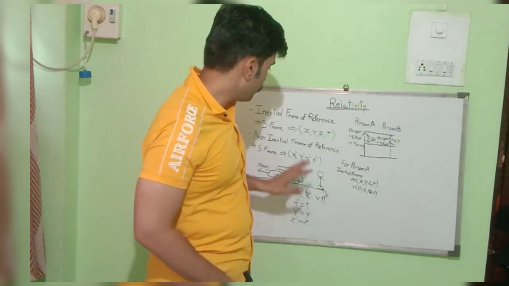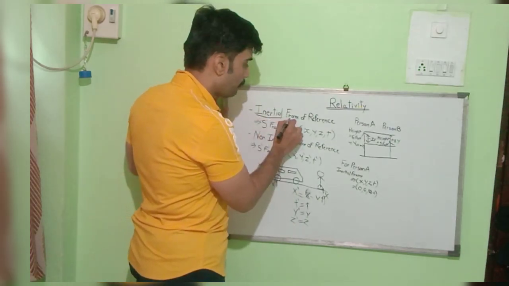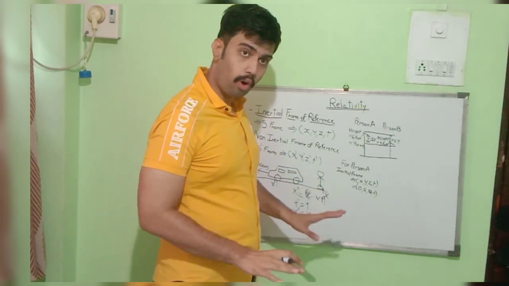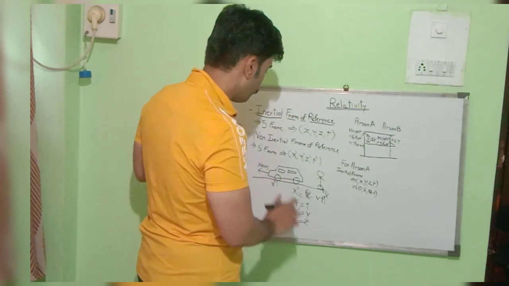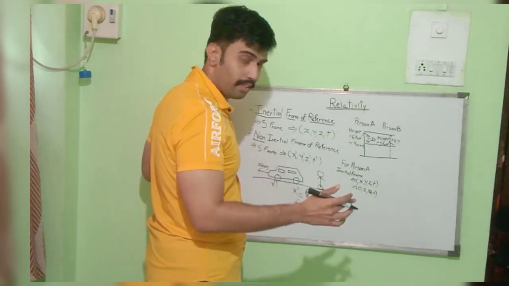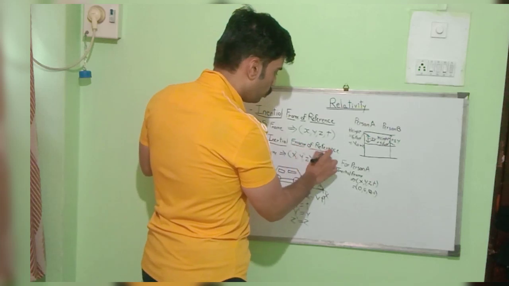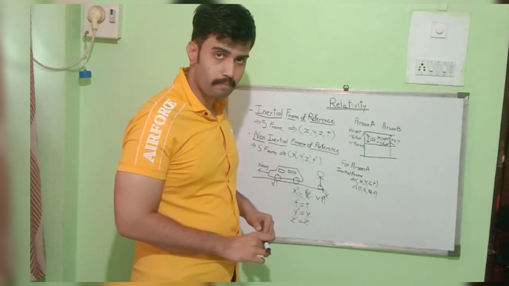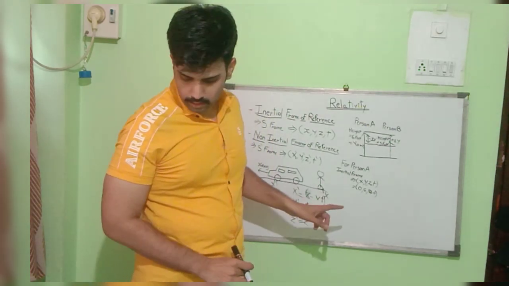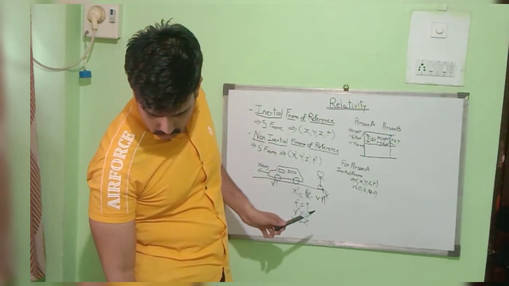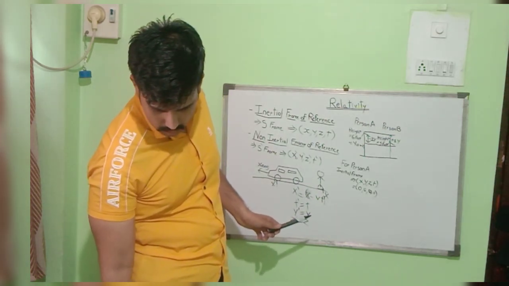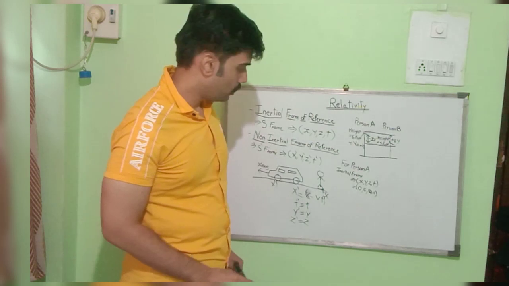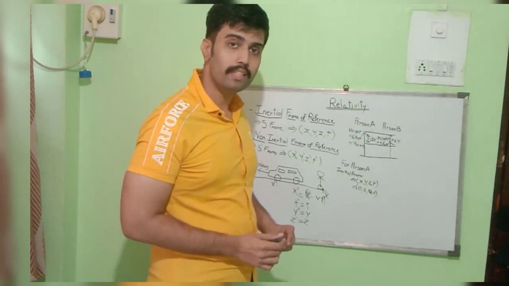In such a manner, the inertial frame means the frame which we are considering is correct or stable, and the frame which we want to measure is the non-inertial frame, as it is moving. Okay, this is clear. Now look, what do we see today?